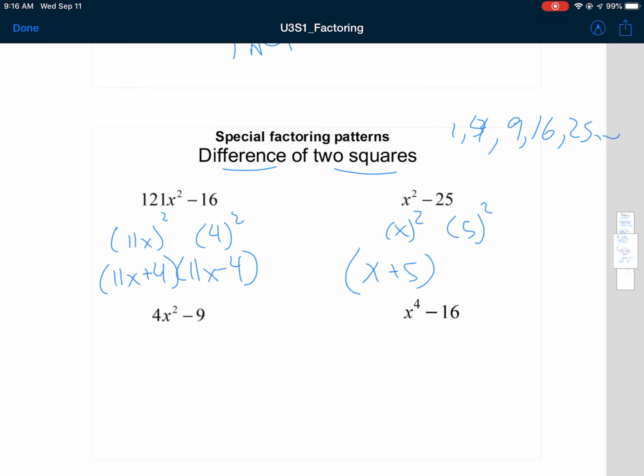x plus 5, x minus 5. This number here would be the first term. This number right there is the second term, and it's always 1 plus, 1 minus. Okay, I can even do it with two of them. So there's 2x squared is 4x squared.